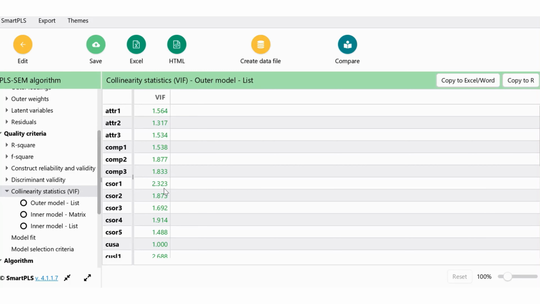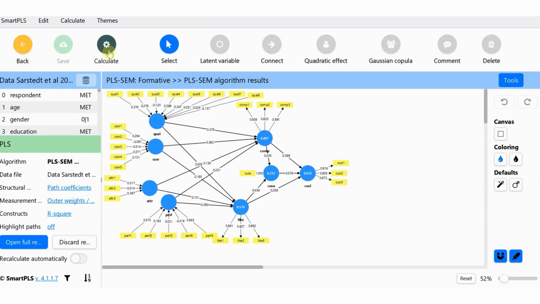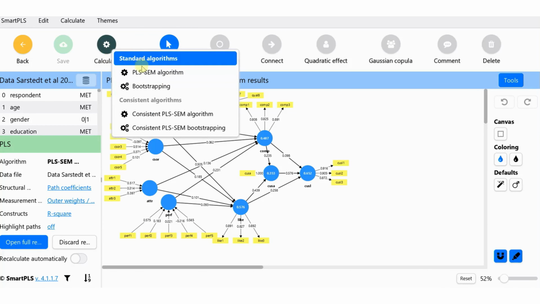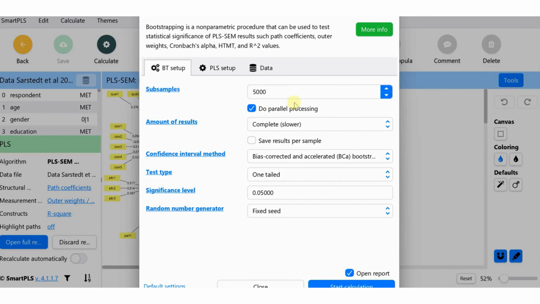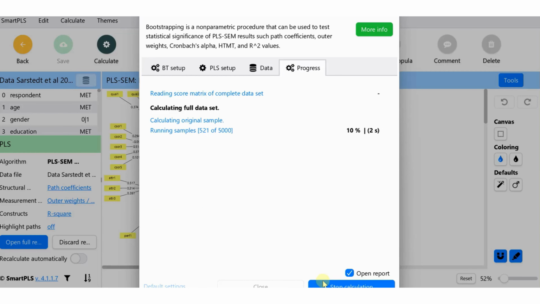Once we have checked the collinearity issues and understand that there is no collinearity, the next step is to calculate the outer weights by running the bootstrapping. Once you run a bootstrap, the subsamples we will keep as 5000. The amount of results, let's take as complete right now. For the confidence interval method, we are taking the bias-corrected and accelerated method. The test type is one-tailed, and we have retained the significance as 0.05. Let's go for calculating the same. It might take a few seconds to run the bootstrap.